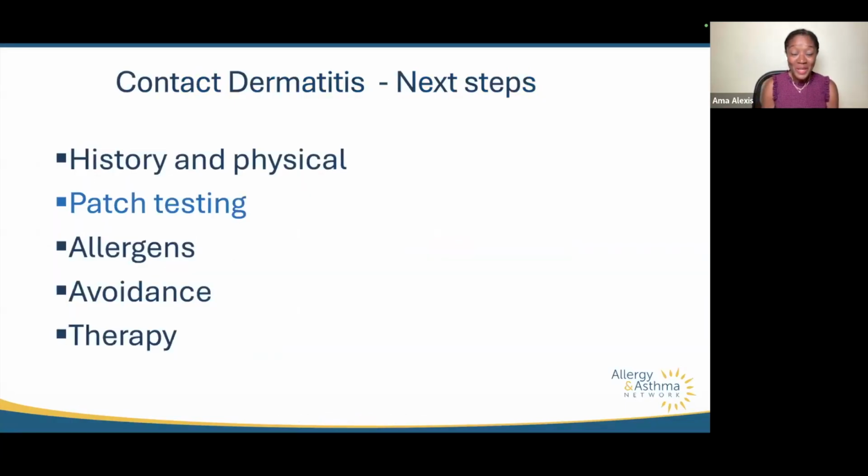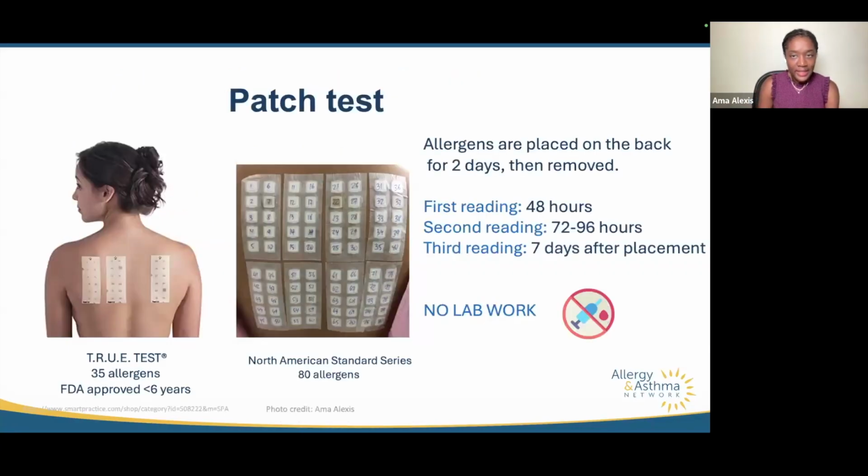So I keep talking about patch testing. Let's take a closer look at the patch test itself. The way we figure out exactly what you are allergic to is to patch test. We place these patches on your back, and they have to stay on your back for 2 days. So what we often do is we put them on a Monday, we take them off on a Wednesday, and then we document any reactions, and then we read the test again on a Friday. And sometimes, in some cases, we read it one more time 7 days after placement.